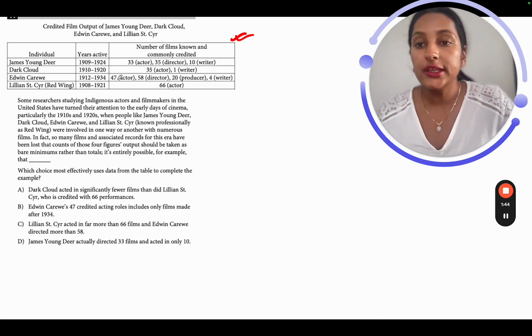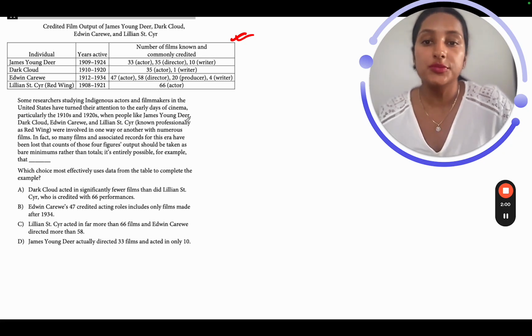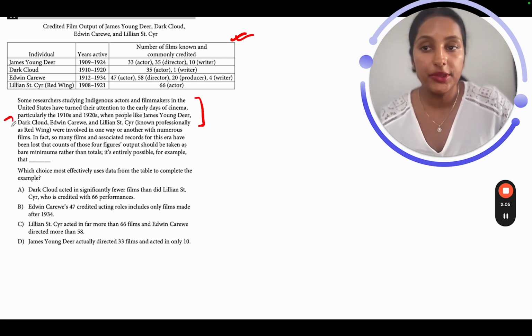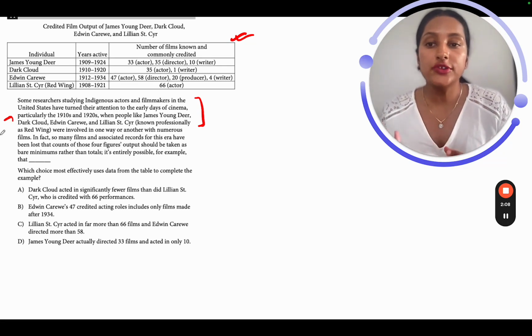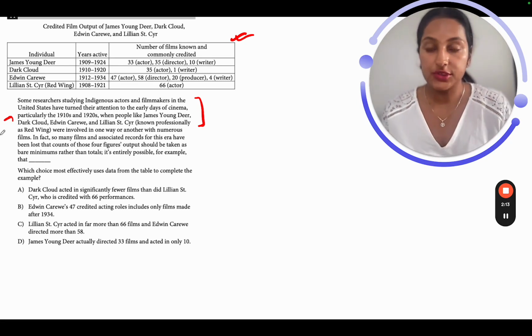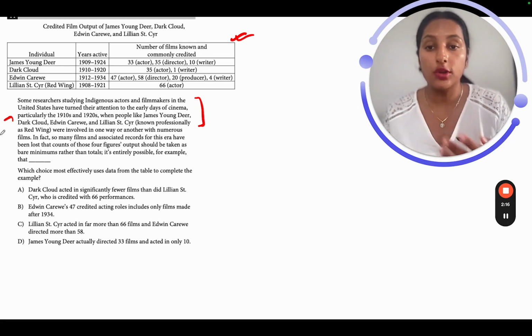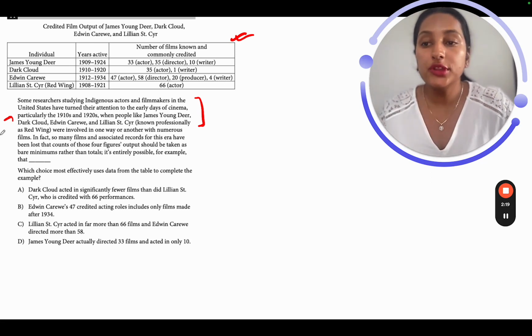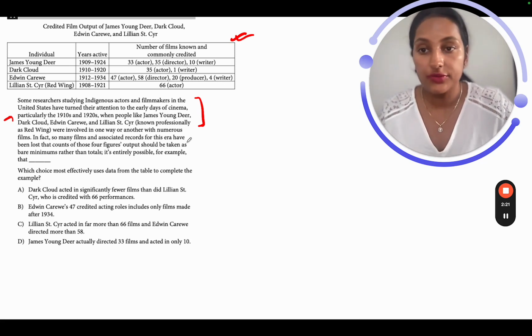Some researchers studying indigenous actors and filmmakers in the US have turned their attention to the early days of cinema, particularly the 1910s and the 1920s, when people like James, Edwin, Lillian were involved in one way or another with numerous films. So basically, they are talking about these actors and filmmakers in the US at a particular time period, and that these people were involved with more than one thing. They were involved in one way or another with numerous films, right? In some way or the other, they were involved with a lot of films. Great. Now with this understanding, let's go ahead and read the next part of the text.